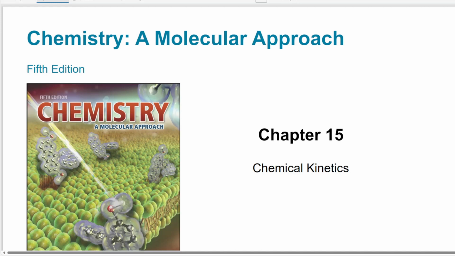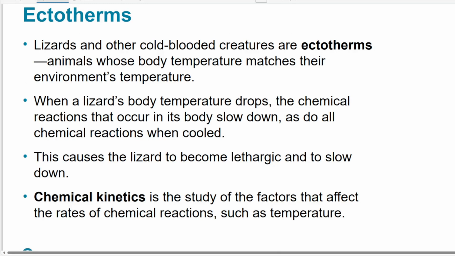Welcome back, students. In this chapter, we'll begin our discussion of chemical kinetics, which is the discussion of rates of reactions. The author of our text introduces this topic by talking about how lizards are ectotherms. In other words, they're cold-blooded creatures whose body temperature matches the environment's temperature, and when the temperature of their bodies drops, the reactions inside their bodies slow down. And in this way, the animals actually move slower when they're cold.